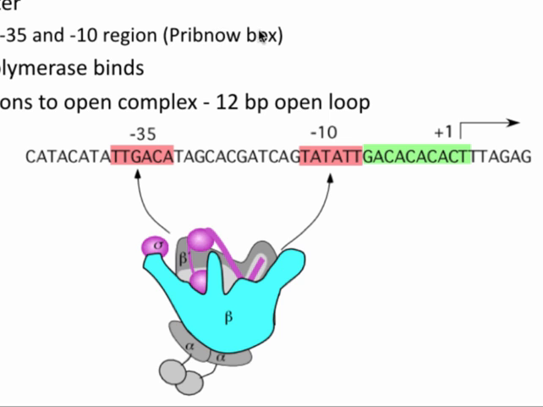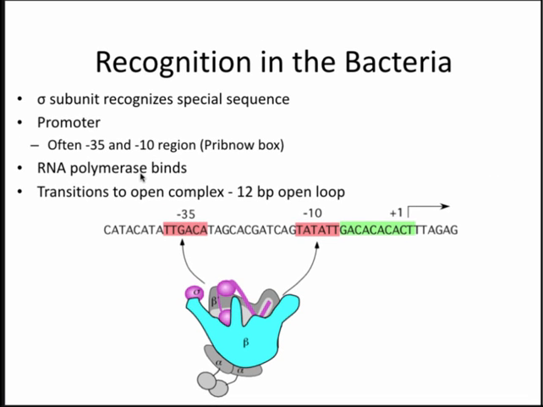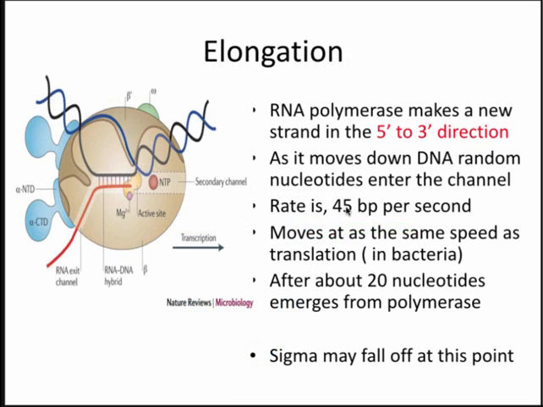This is also called the Pribnow box. RNA polymerase then binds, transitions to open complex, opens about 12 base pairs, and then you move on to elongation. The RNA polymerase makes a new strand, and it moves in the 5' to 3' direction. So this is going 5' to 3'. Here is the DNA, and here's the RNA coming out of the channel.